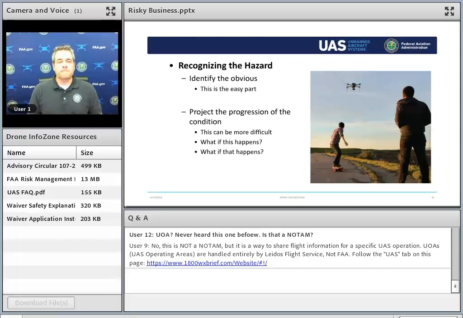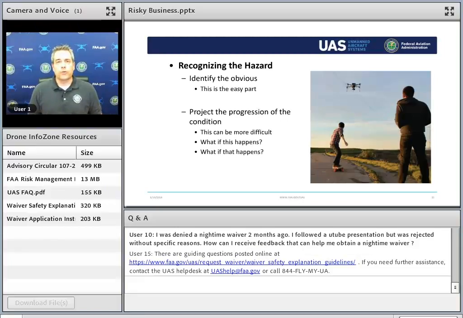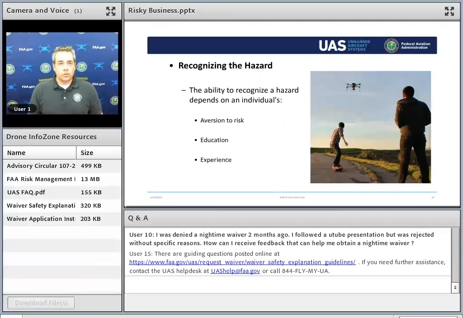So let's get to the first part of it, identifying or recognizing the hazard. This is missing from a lot of waiver applications, so it's important to remember this point here. We need to be able to recognize and identify hazards. So some of the obvious hazards are easy to pick up. You can look at that photo and you might say, hey, Kevin, you know what? There's some power lines up there. That's clearly a hazard. Or the kid on the skateboard's a hazard. That can be easy. What's a little bit more difficult is projecting the progression of that hazard. So yes, there's power lines and that's a hazard, but I'm not going to fly anywhere near them. Great. But what if this happens? Or what if that happens? Trying to project progression into your risk management strategy of, okay, there's the hazard, but now what? What if? And what if? And that part is a little bit more difficult.